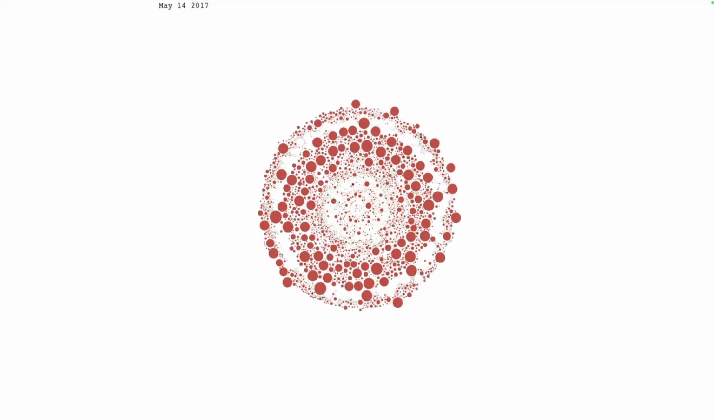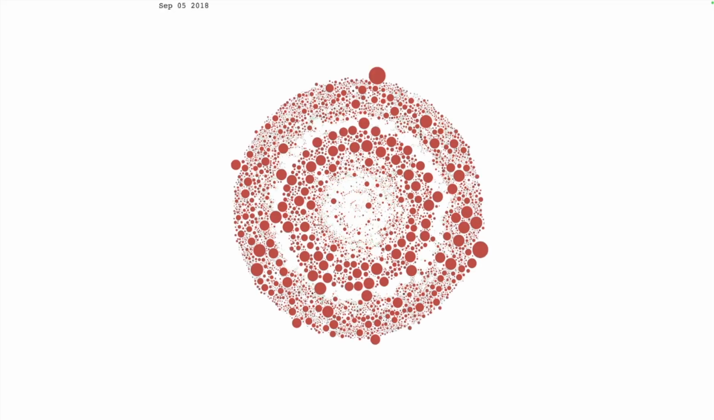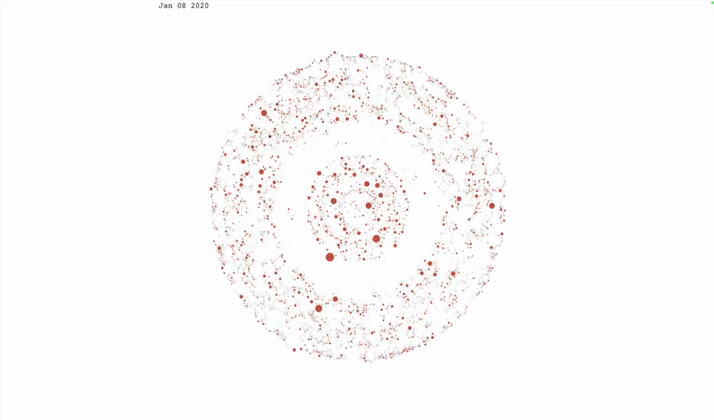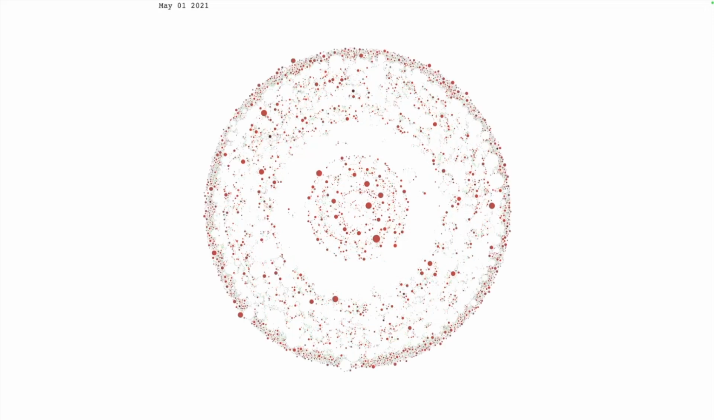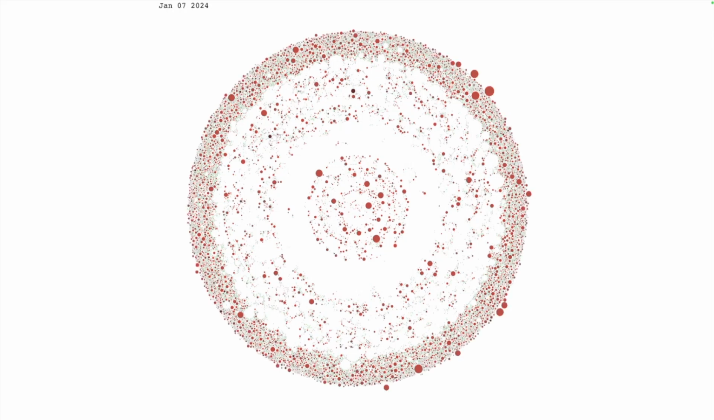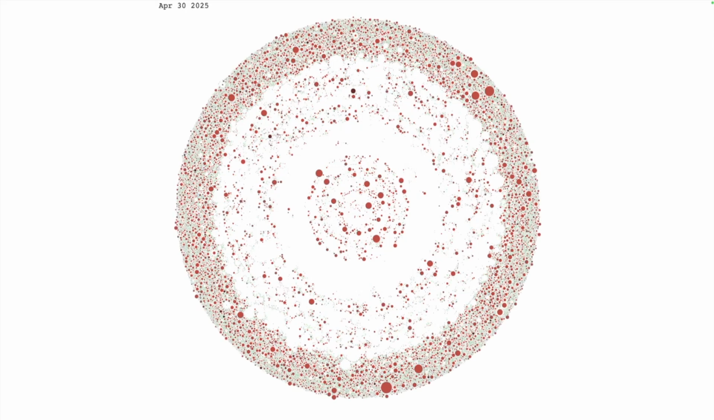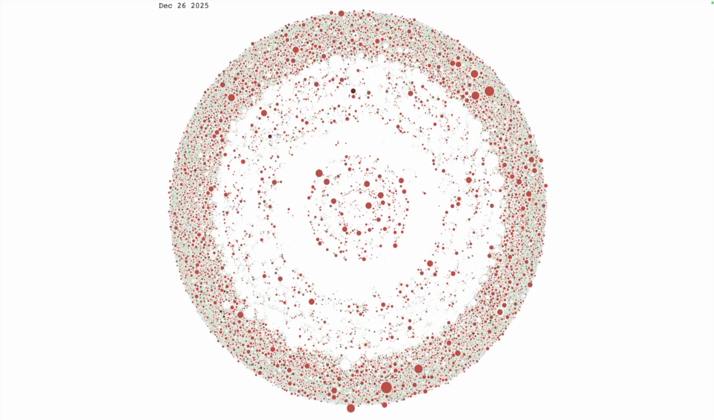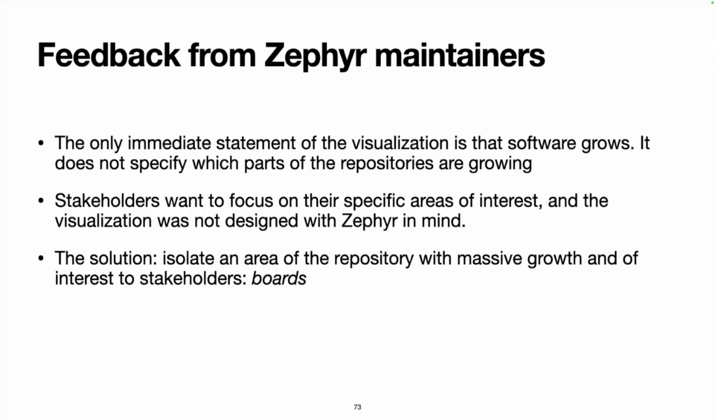And what we created out of it was this visualization that kind of shows what we talked about before. There is a core, there is some stuff happening, it's not really clear, and then things keep growing around this frontier for a while. So we showed this to Zephyr, and they were interested, but they didn't really see all that much out of it.